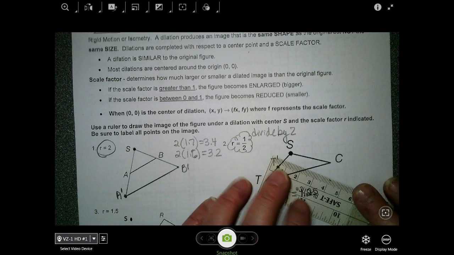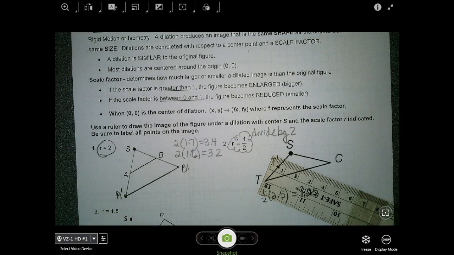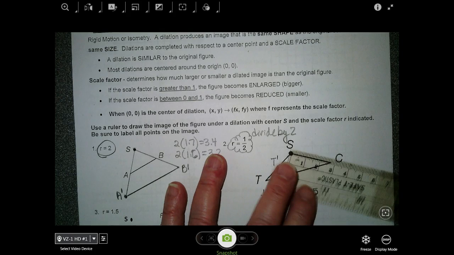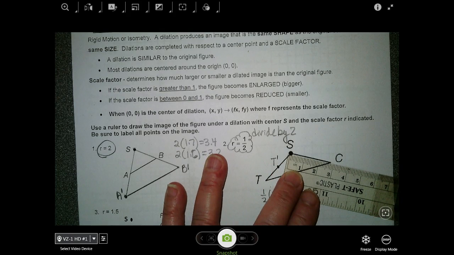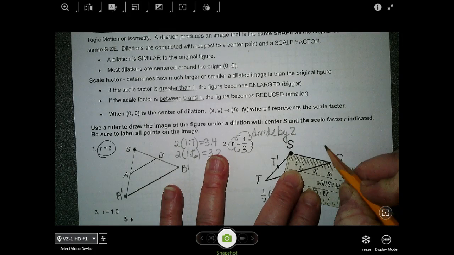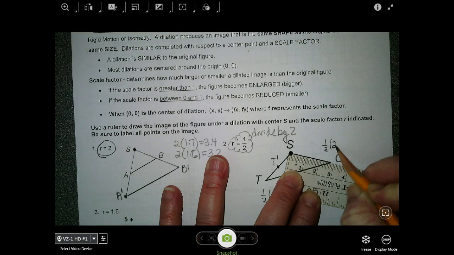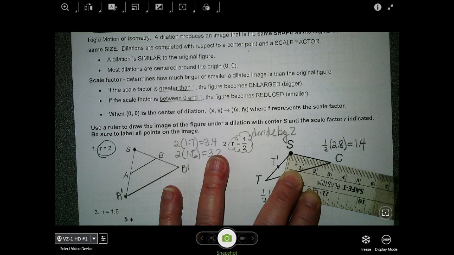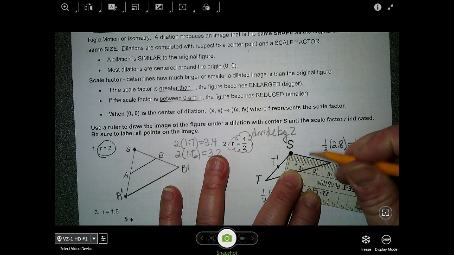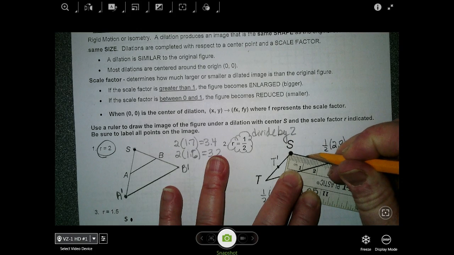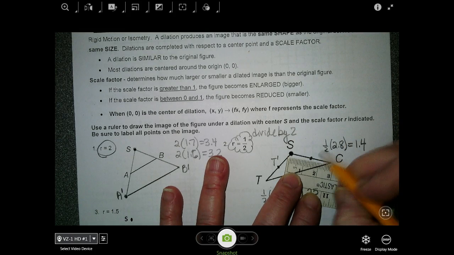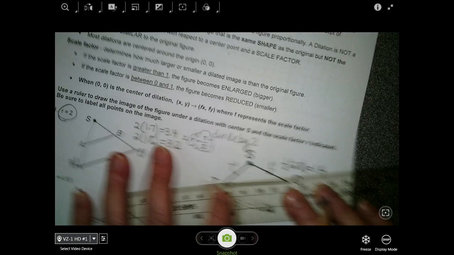And now we need to do it for C. We're going to measure from S to C. I got 2.8. Okay, so we're going to do 1/2 of 2.8, which would be 1.4. Okay, so I'm going to make a mark at 1.4, 1, and then 4 marks past the 1. And that's C prime. And then we'll just connect T and C.